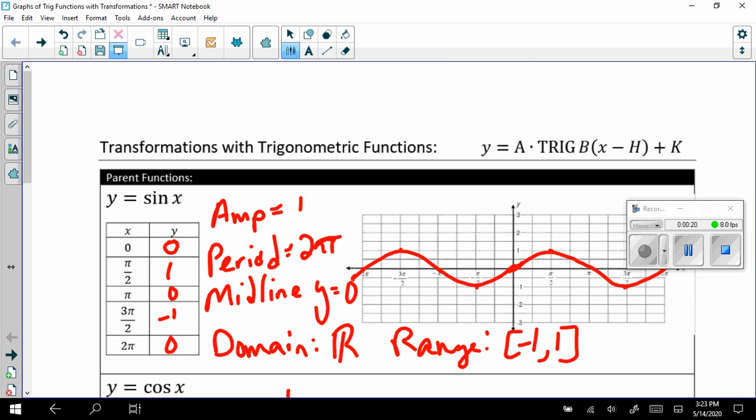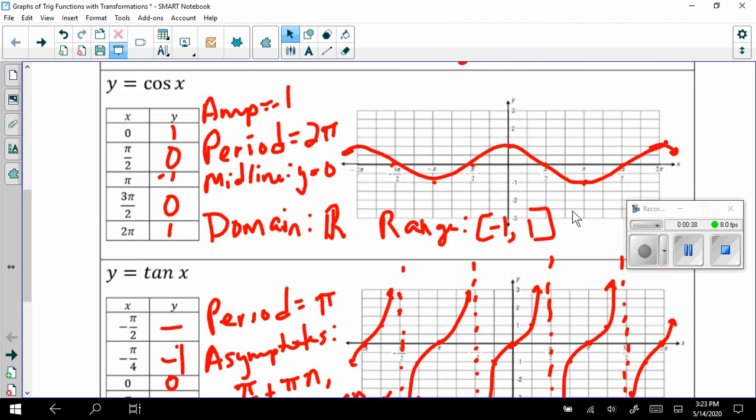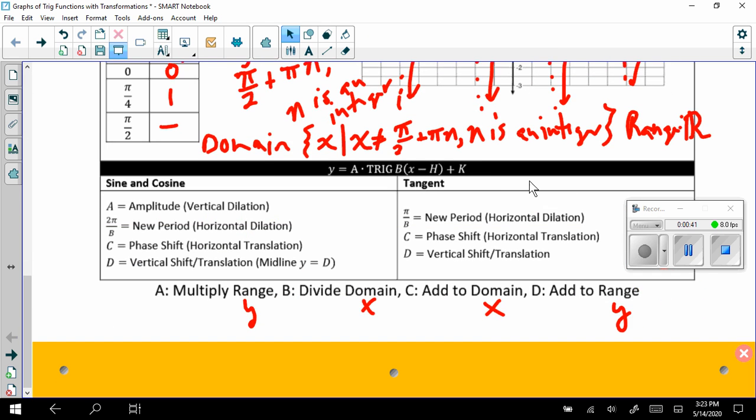I want to start by chatting about what we talked about in the last video, because I made a small error. Not a huge one, but a small one. I combined two different conventions for our transformations. In the last video, we talked about the parent functions for sine, cosine, and tangent, and then briefly talked about these transformations, which we're going to use in this video.